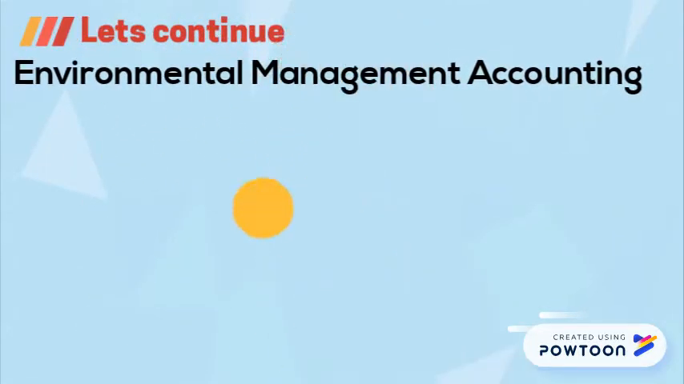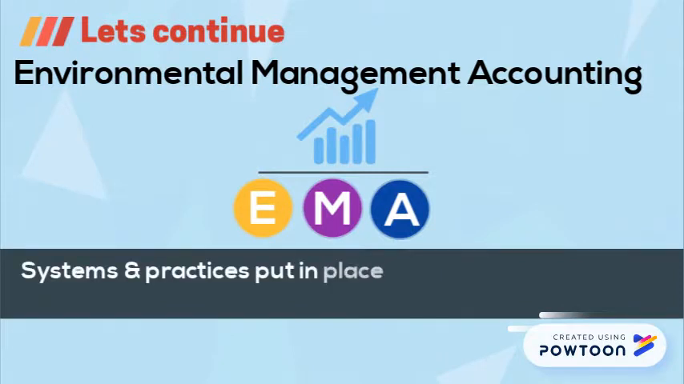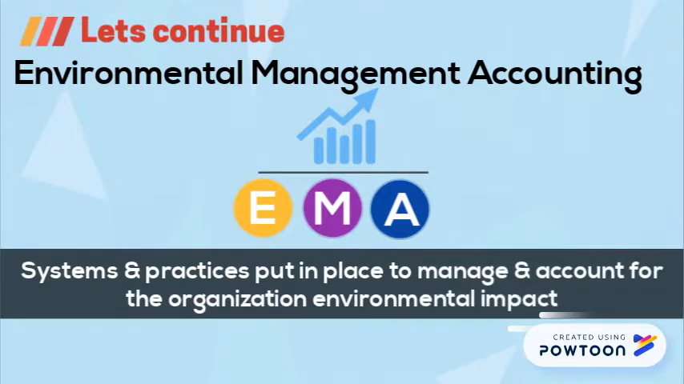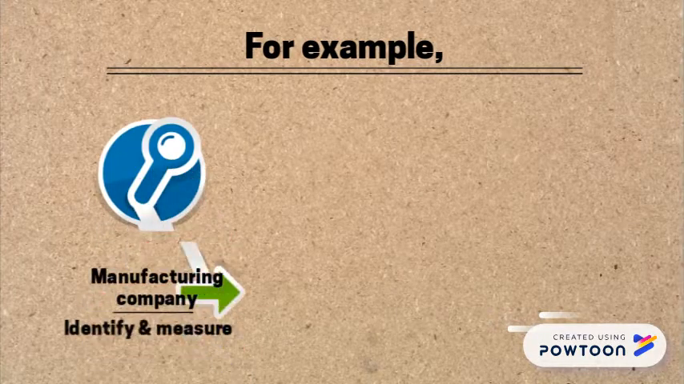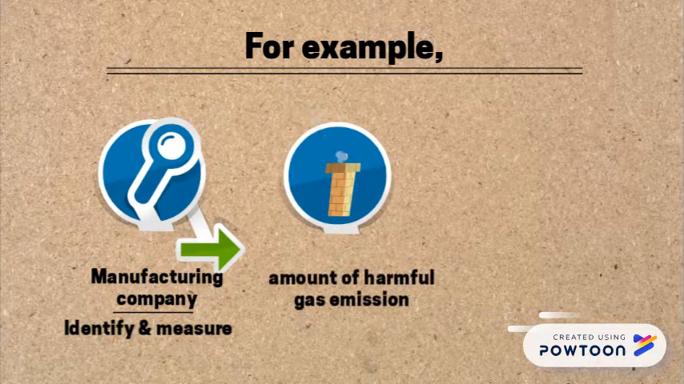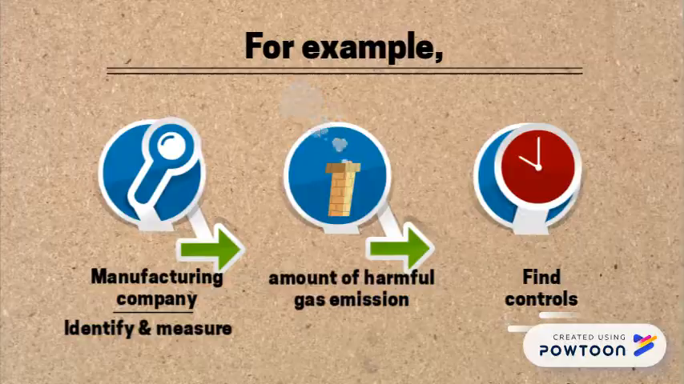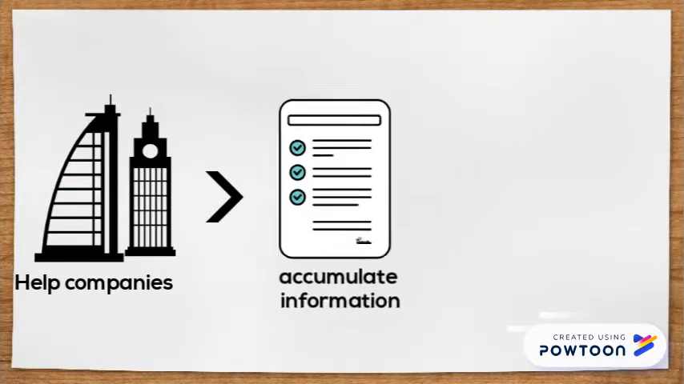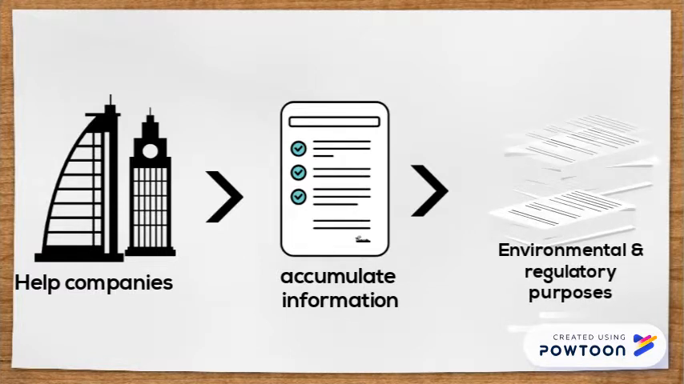Now, let's continue with EMA. EMA is the systems and practices put in place to manage and account for the organization's environmental impact. For example, with EMA, a manufacturing company can identify and measure the amount of harmful gas emissions and find necessary steps to control the emissions. It can also help the company to accumulate information for environmental reporting for regulatory purposes.